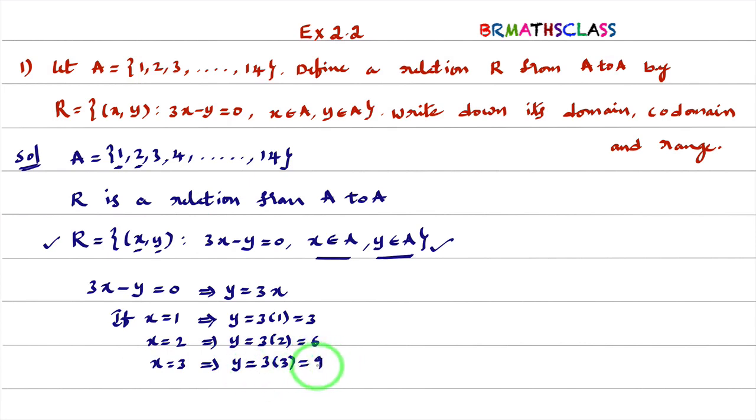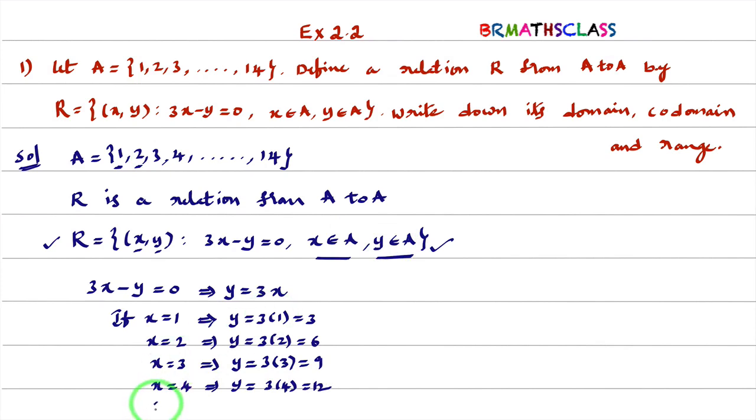Y value we got 9. You check that 9 is there in set A. Yes, 9 is present in set A. Similarly, you take x equal to 4. What is the y value you will get? 3 into 4 is 12. You check, we got y value 12. You check this 12 is there in set A or not, because y value must be present in set A.